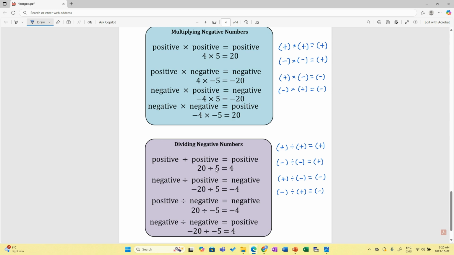Just know what 20 divided by 5 is, which in this case is 4. Then you just have to change the signs appropriately depending on if you're doing positive divided by positive, negative divided by positive, positive divided by negative, or negative divided by negative. And that pretty much sums up multiplying and dividing integers.